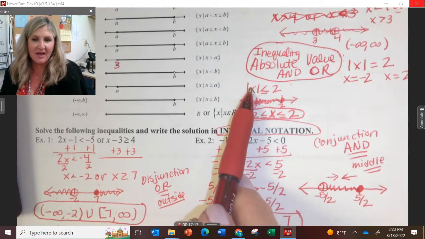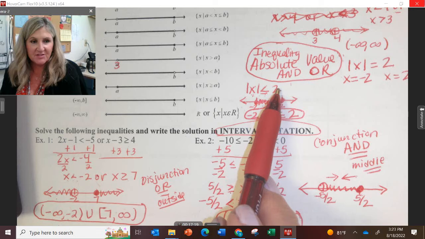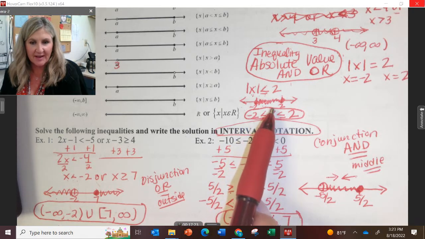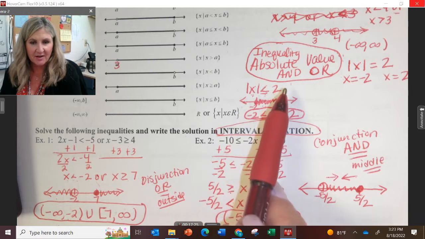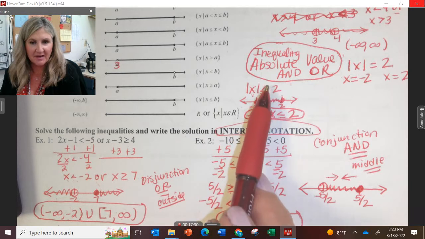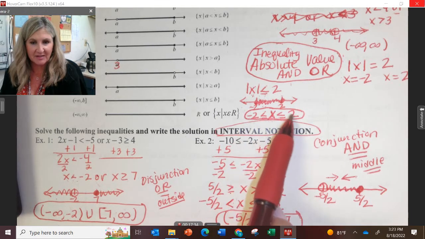Every absolute value that's less than gets set up like this. Look at it again. This 2 changed to negative 2. This is pointing this way, then we use what's here, and then this. That's the pattern. Opposite signs, it has to be greater than the opposite of that, and it has to be less than 2.